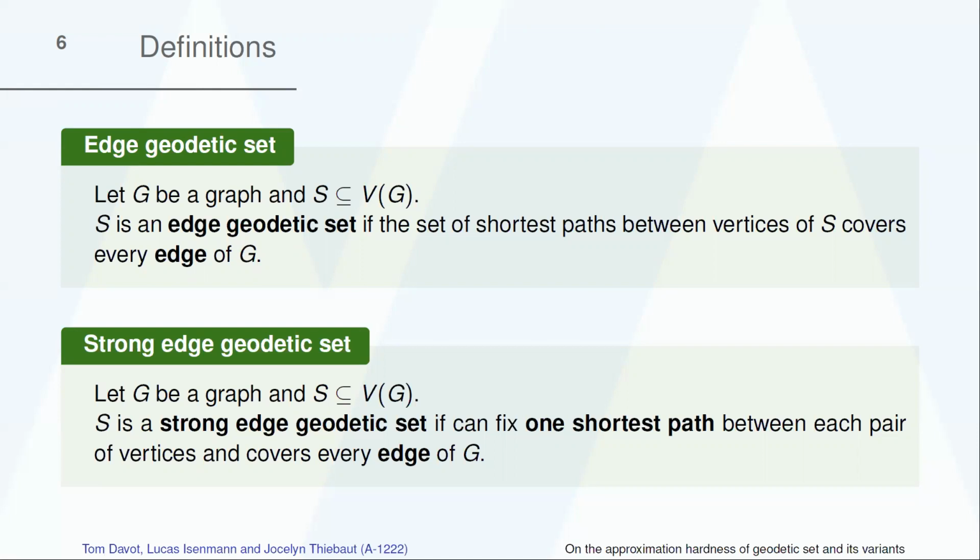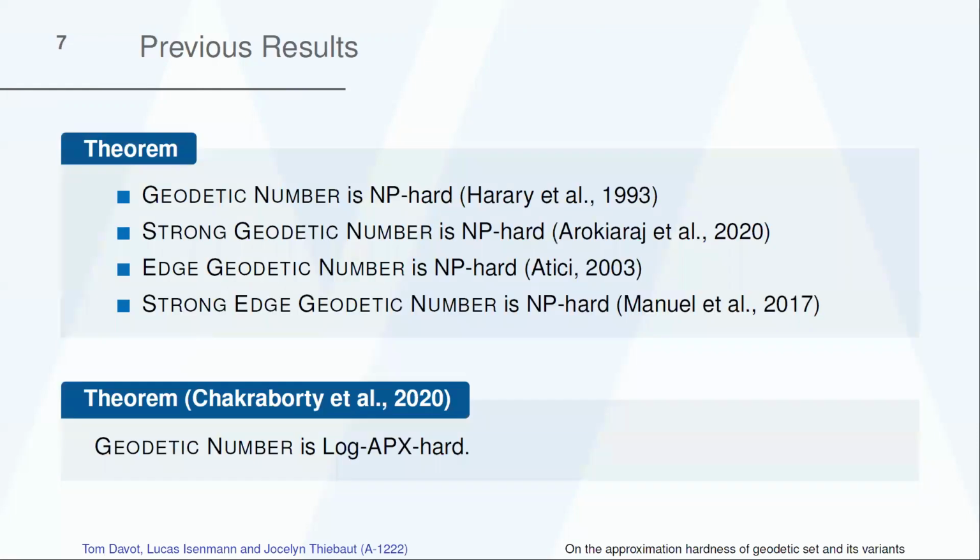You have to choose one shortest path between every pair of vertices of the subset. So, some results around what I will present here. All those problems are NP-hard. Historically, the first problem that came was the vertex version.